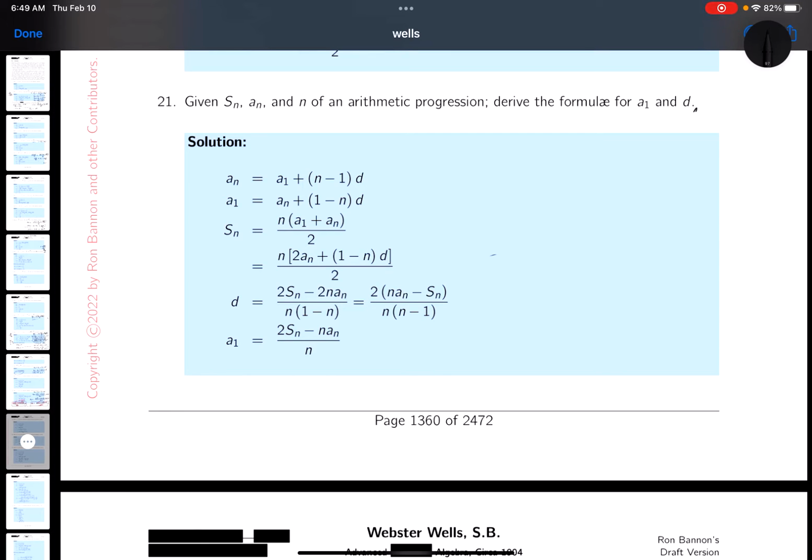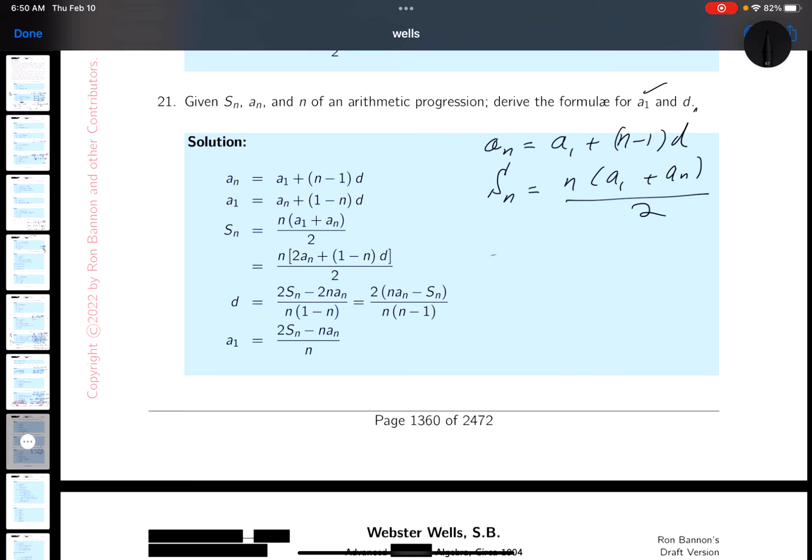Okay, we have the two formulas, and we're going to manipulate two formulas with the knowns and the unknowns, all right? So let's write the first formula that we know, and that's going to be AN is equal to A1 plus N minus 1D. And the other formula we know is SN is equal to N times A1 plus AN over 2. And then, the thing is, what do you want to get?